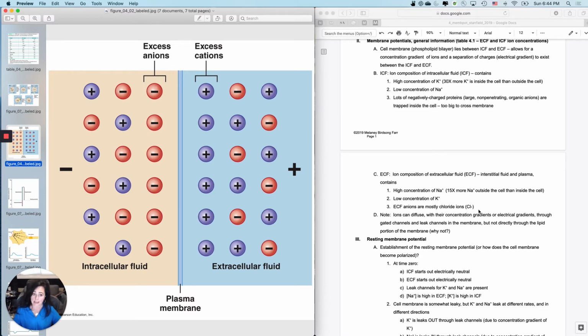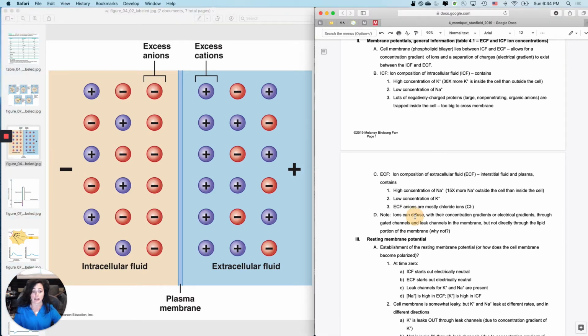The ions can diffuse, of course. They can't diffuse straight through the cell membrane because they're charged and polar. But they can diffuse if you give them a channel to diffuse through. So a gated channel or a leak channel, so that they won't diffuse directly through the lipid portion of the membrane.